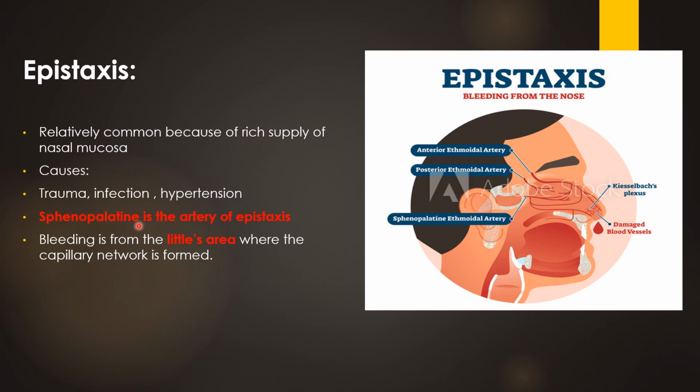contributor of the blood supply in the nasal septum, and bleeding is from Little's area where Kiesselbach's plexus is formed, by the four anastomotic arteries which I have discussed with you earlier. That area is known as Little's area, where the capillary network is formed. So bleeding is basically from that area, which is located in the anterior inferior part of the nasal septum.